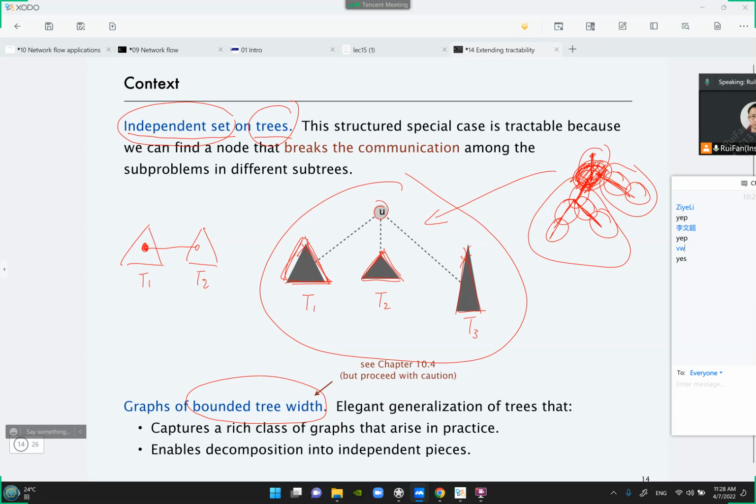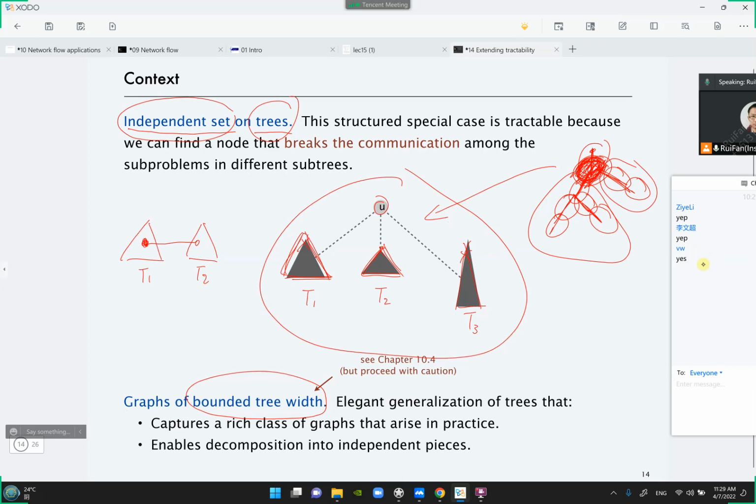Because what you need to do is make a decision for this. Just like here, we made a decision about the single node over here, and there are only two possible decisions: whether to include or not include that node. Well, in the bounded tree width graphs, you need to make a decision for a supernode, right? And a supernode can have multiple nodes in it, and you need to decide how you're going to set all of these nodes.